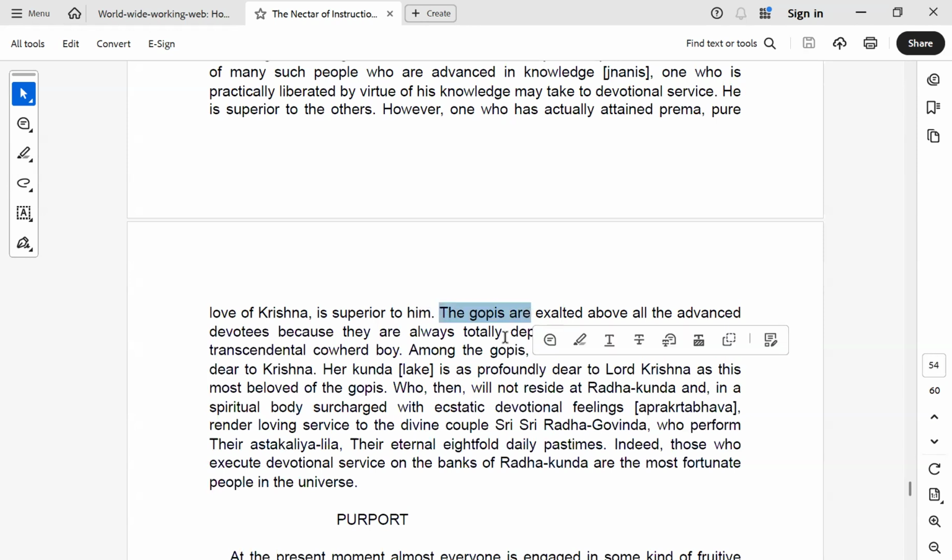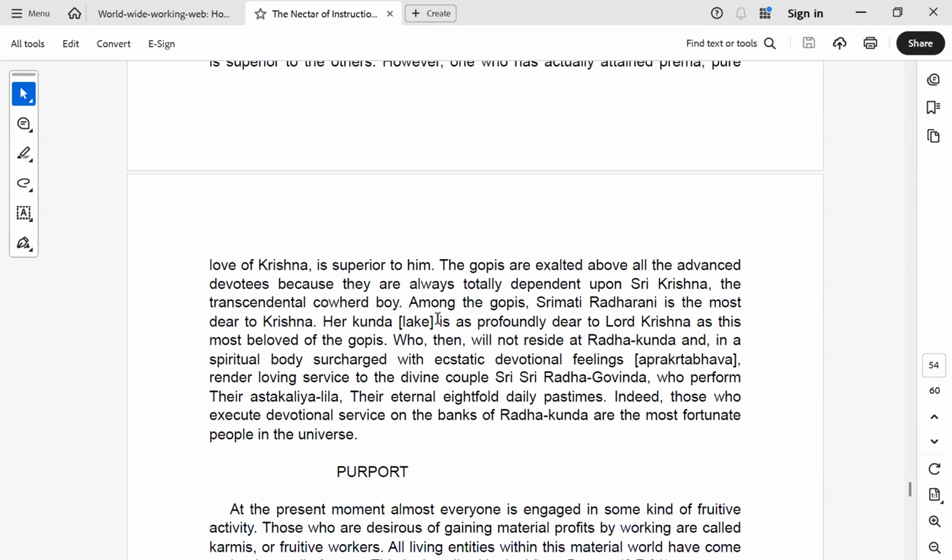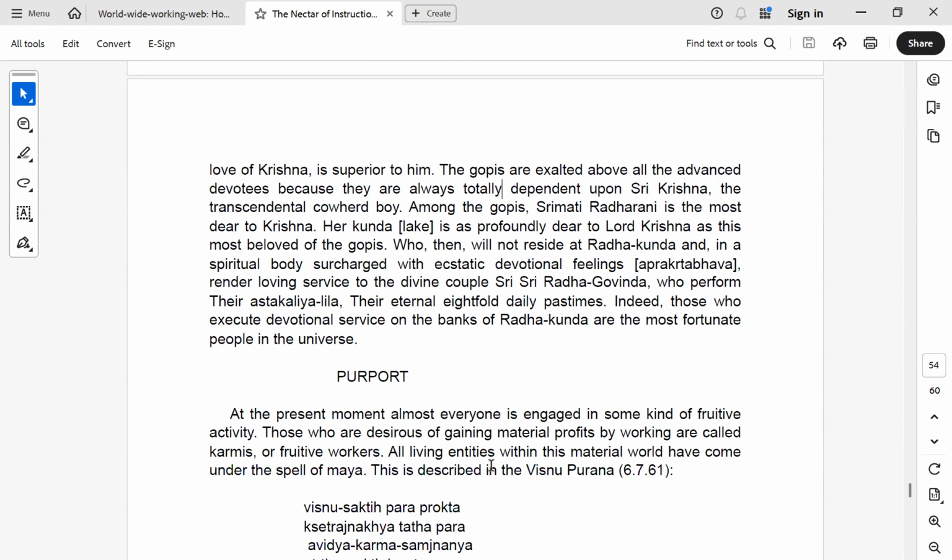The gopis are exalted above all the advanced devotees because they are always totally dependent upon Sri Krishna, the transcendental cowherd boy. Among the gopis, Srimati Radharani is the most dear to Krishna. Her Kund lake is as profoundly dear to Lord Krishna as this most beloved of the gopis. Who then will not reside at Radhakund and, in a spiritual body surcharged with ecstatic devotional feelings, Aprakarta Bhav, render loving service to the divine couple, Sri Sri Radha Govinda, who perform their Ashtakaliya Leela, their eternal eightfold daily pastimes? Indeed, those who execute devotional service on the banks of Radhakund are the most fortunate people in the universe.